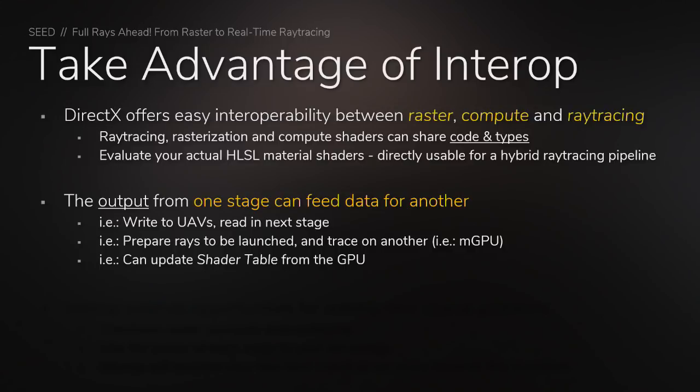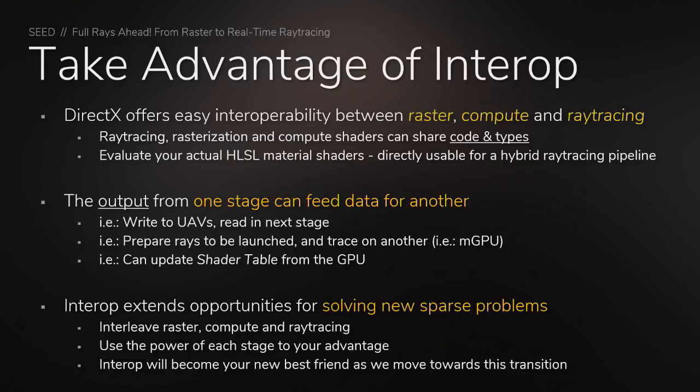Actually, you should be taking advantage of each stage's strength so that you can build this really awesome hybrid pipeline. So for example, you can prepare rays to be launched and trace them on another GPU. This is what we do for multi-GPU support. You can write to a UAV and then read that in another stage, like a ray tracing stage. In the end, interop basically allows you to solve these new sparse problems, with ray tracing as a new tool that's available to you. It makes even more sense these days, and interop will become your new best friend, or your best friend again.